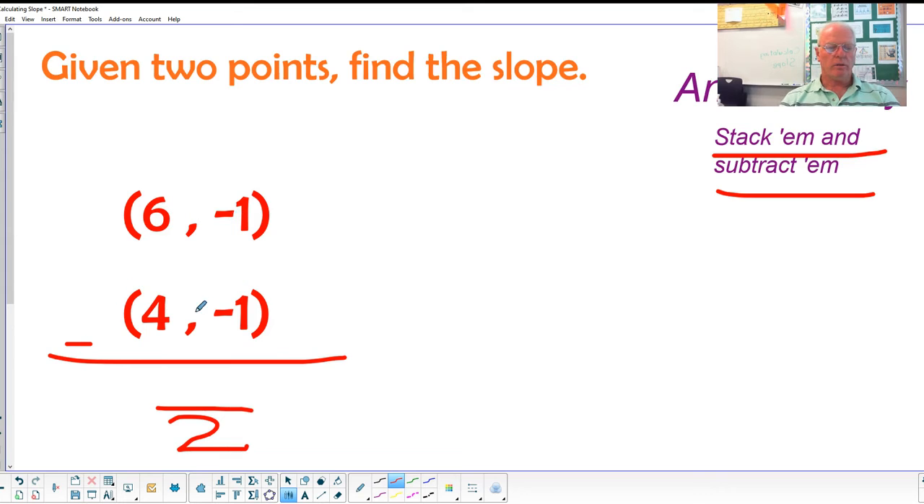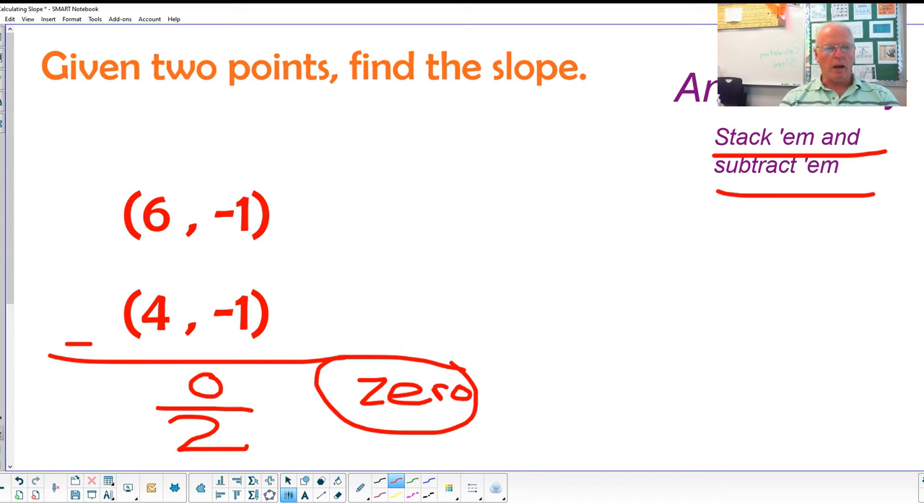And then negative 1 subtract negative 1, which really means negative 1 plus 1, which is 0. That's what goes on top. And so the slope in this case would be 0, because you have 0 on top. This would just be a flat line. Okay, so there's our 2 different ways to calculate slope.